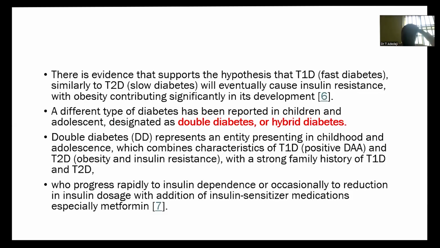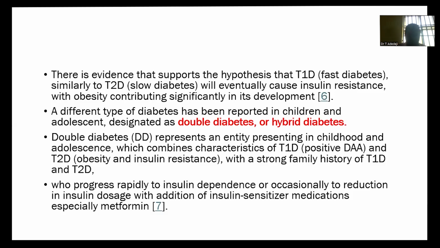There is evidence that supports the hypothesis that type 1 diabetes mellitus, that is fast diabetes, similar to type 2 slow diabetes, will eventually cause insulin resistance, with obesity contributing significantly to this development. A different type of diabetes has thus been reported in children and adolescents, and this is designated double diabetes, hybrid diabetes, or, as some people call it, type 1.5 diabetes mellitus.